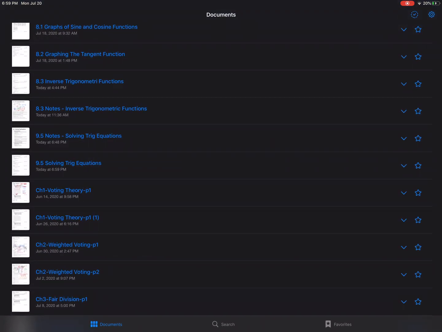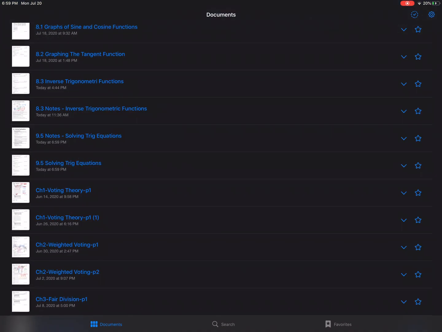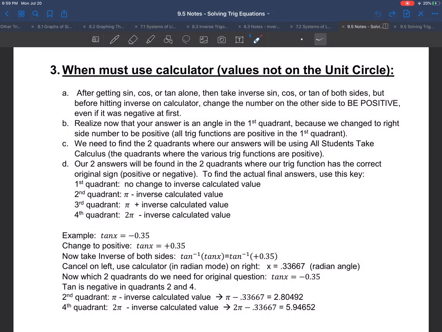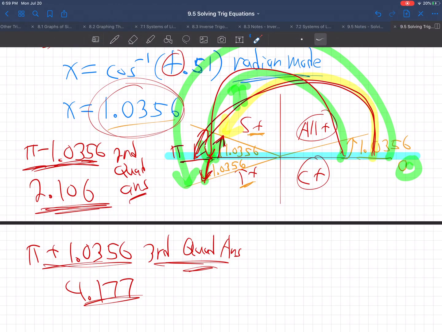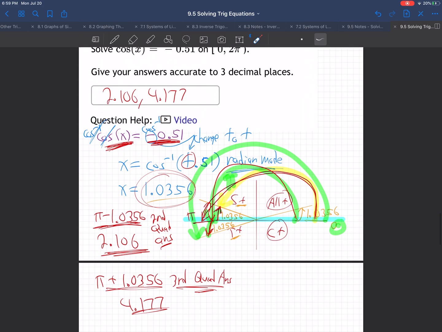That's back here in the notes. If you look at it, I'm going through if you have first quadrant, if you have second quadrant, third. We just did second and third. Right here, pi minus and pi plus for the second and third quadrant answer. If you ever need the fourth, it's 2 pi minus, and that's how you do it. And so I just did the same thing. There we go. There are our two answers for that problem.